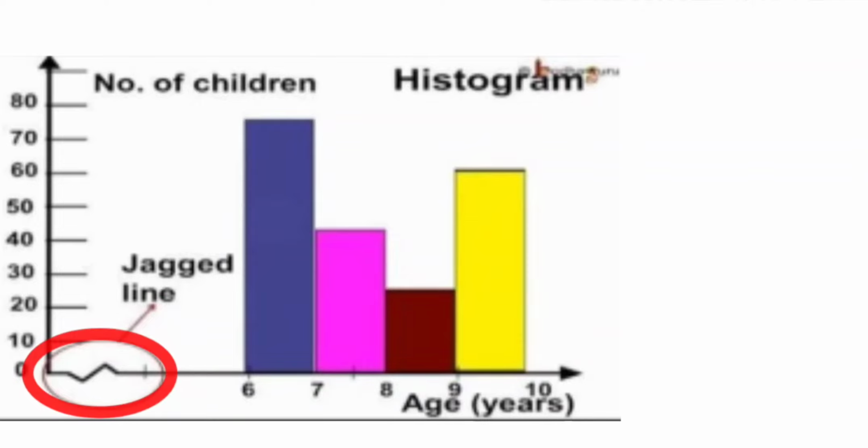For ages 6 to 7, 75 children are there, and for 7 to 8, 40 children are there. But for 0 to 5 age, no children, so we can use a jagged line or broken line. Okay, these are some topics of this chapter. Thank you.